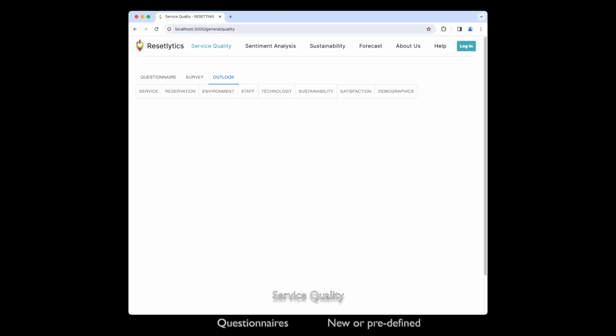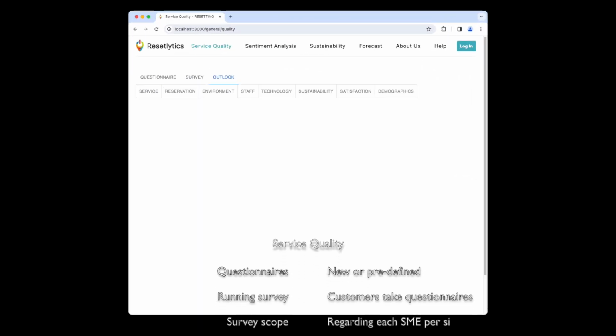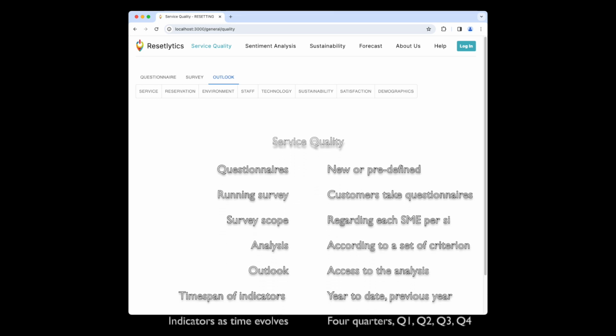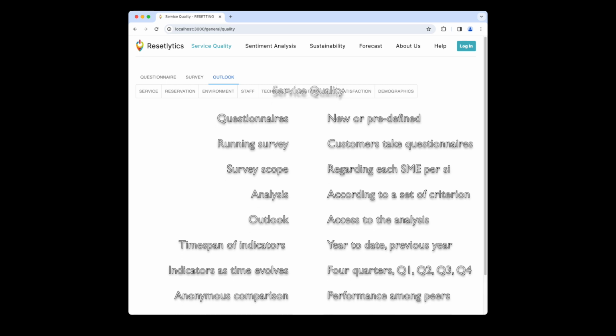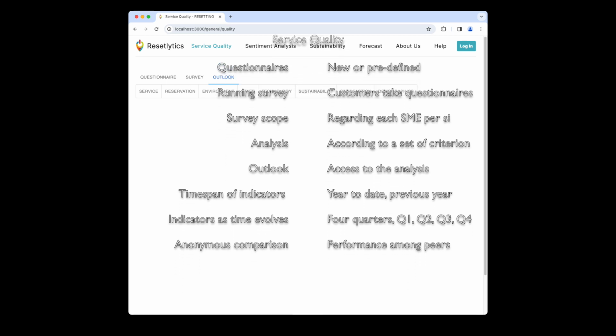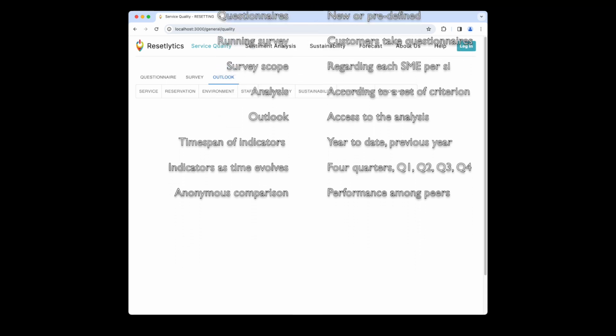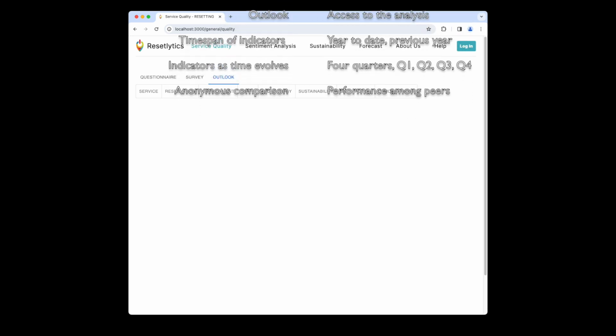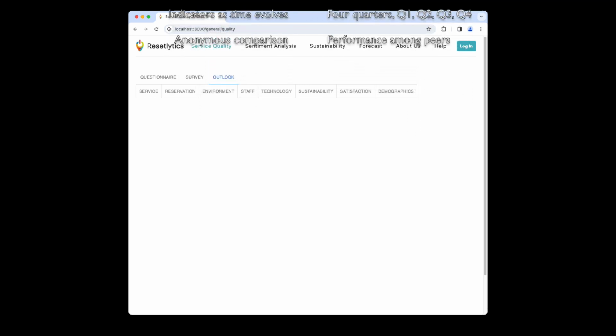So now let's talk about service quality. The business owner will have access to a link to a questionnaire which will be distributed among their customers, and from time to time they can go there and check how they are performing versus the previous period and versus others.